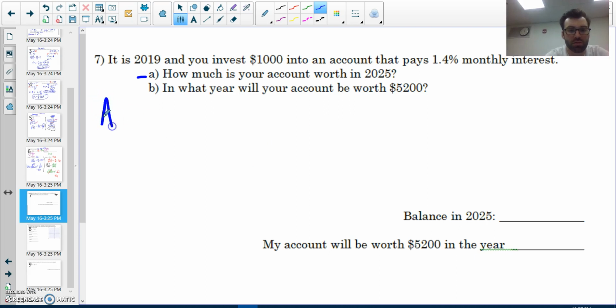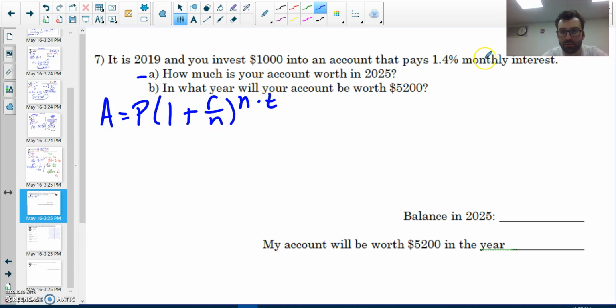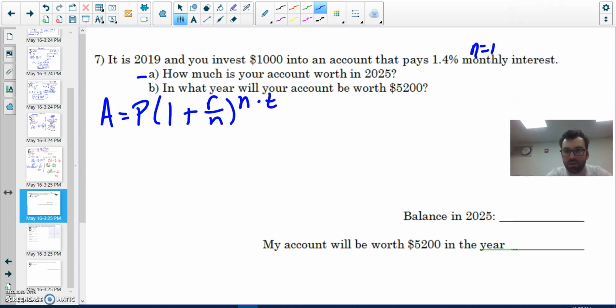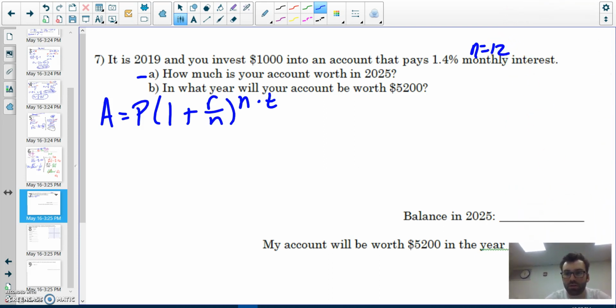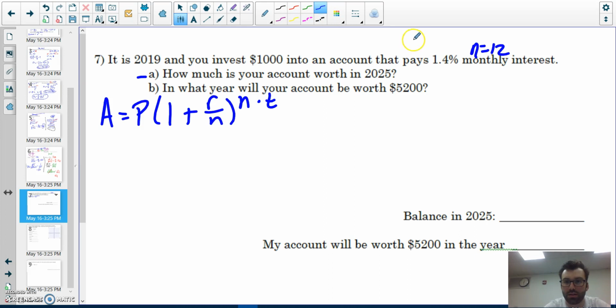All right, so we're going to use our A equals P times (1 plus R over N) to the N times T. Okay, N, if it's monthly, is 12. Our rate is 0.014, if I divide by 100. This is our P value. And then what will it be worth in 2025? Well, if it is 2019, then in 2025 it's been 6 years.